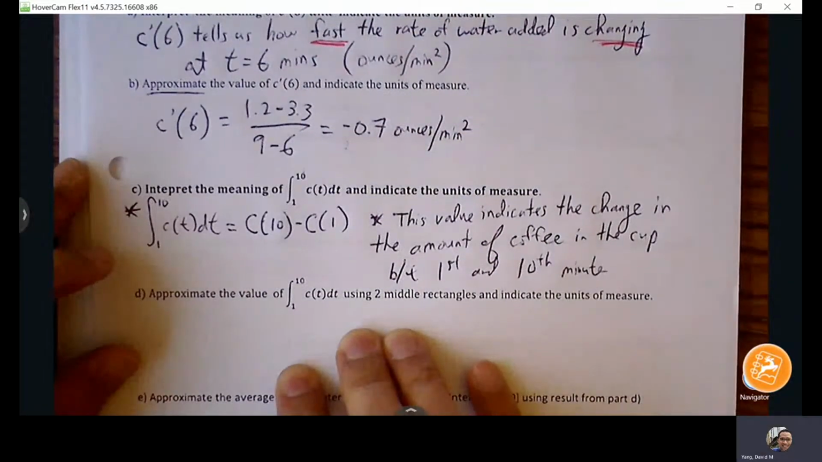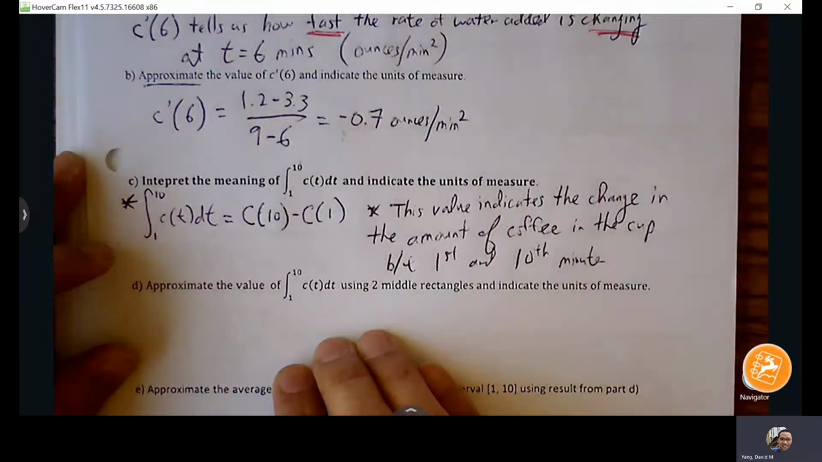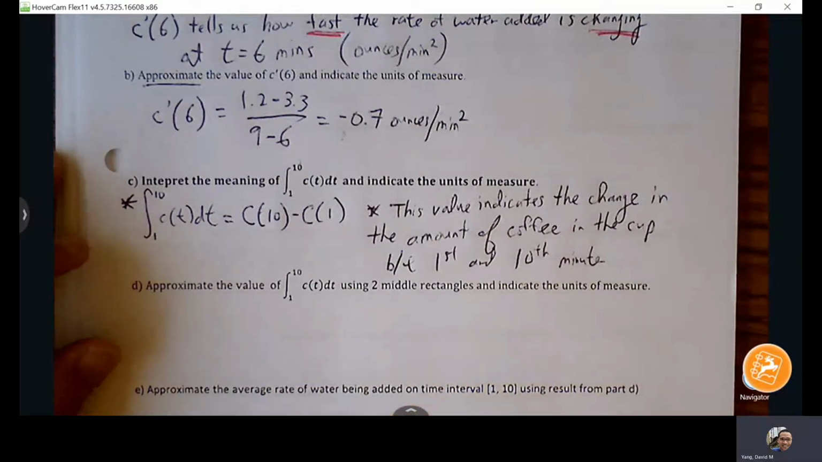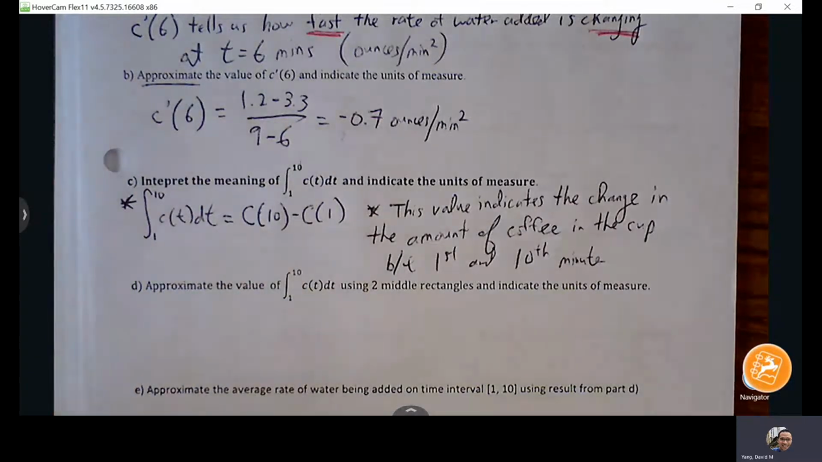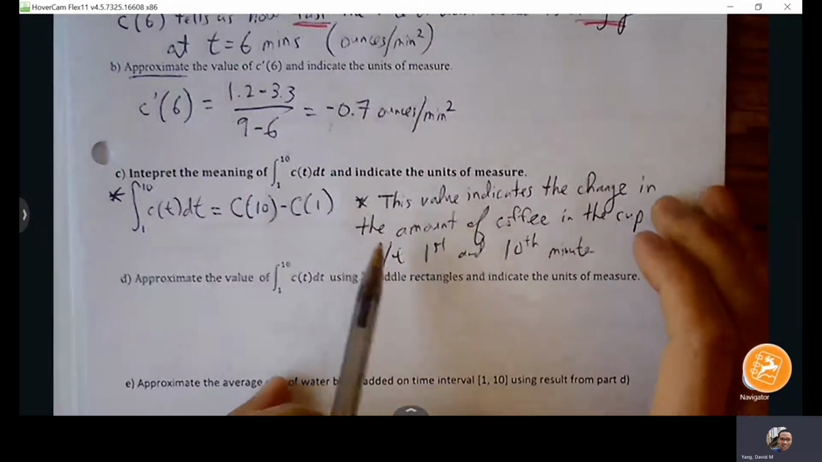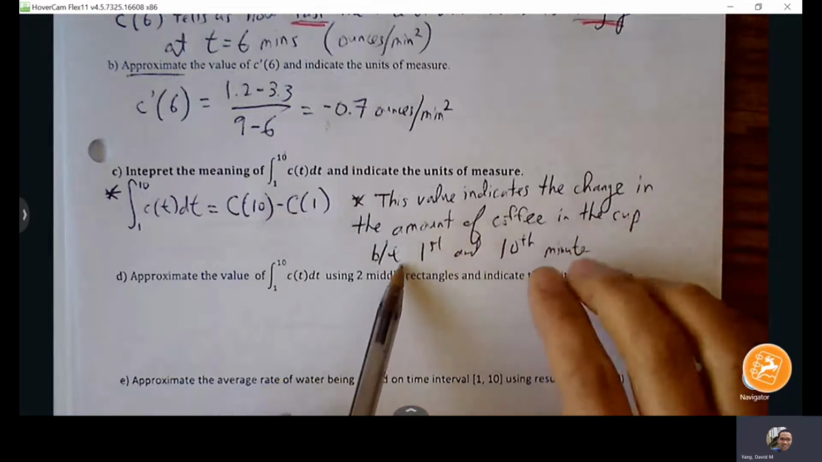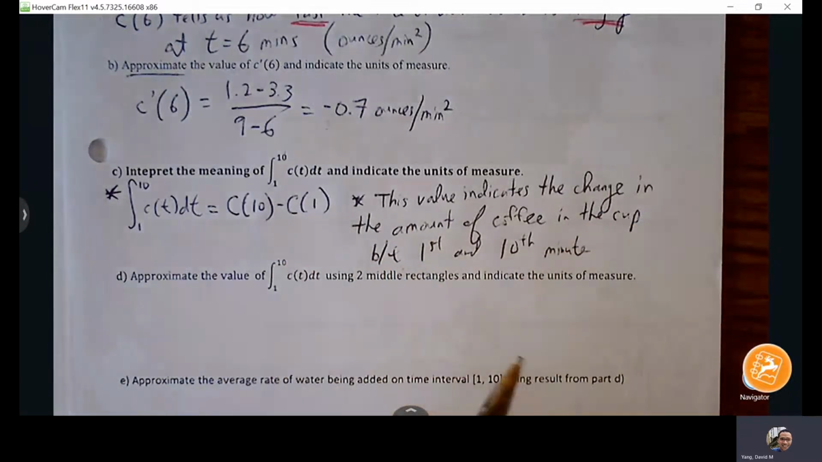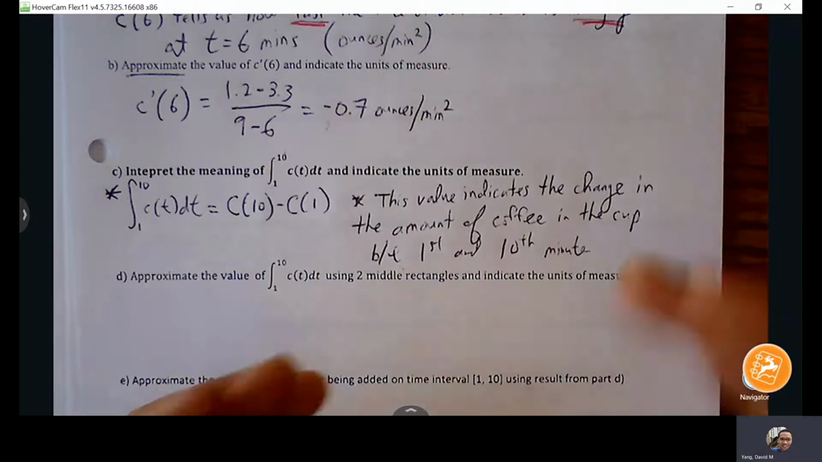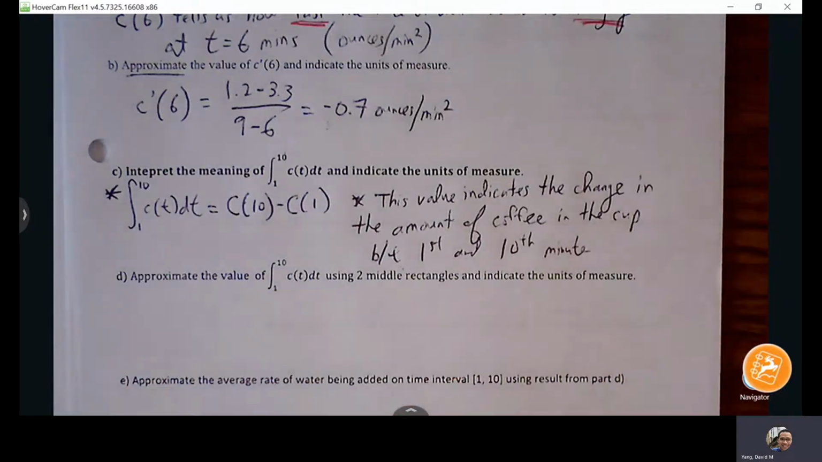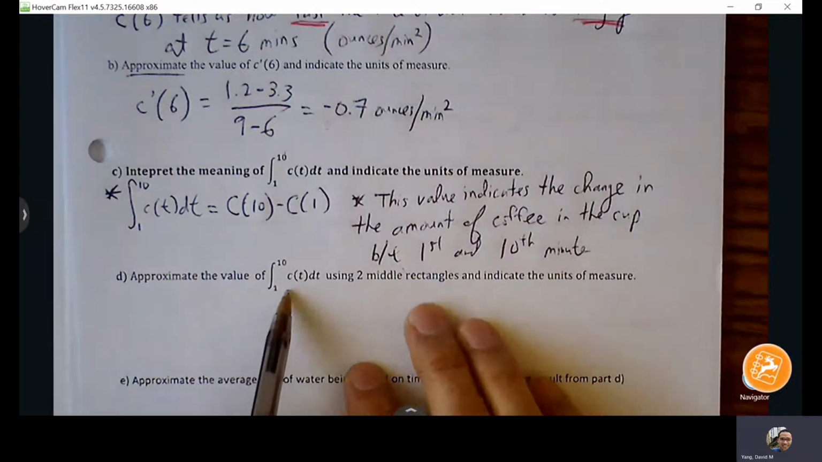Yes. So in this case, will the displacement and distance be the same thing? In this case, displacement and distance are kind of the same, because there's no backtracking. But we prefer to use the language that this is the change in the amount of coffee in the cup between the 1st and 10th minute. It's going to be how much coffee is added to the cup between the 1st and 10th minute.